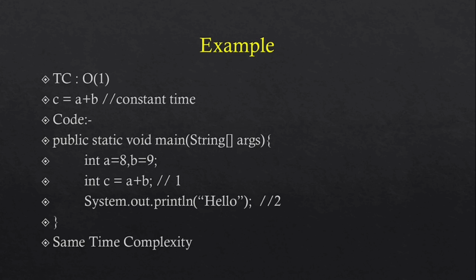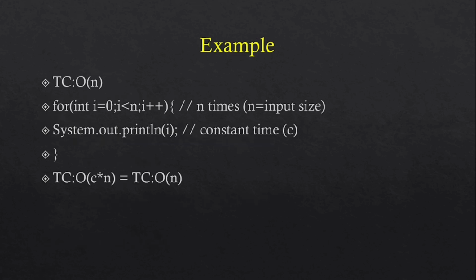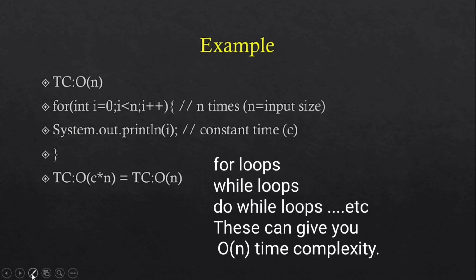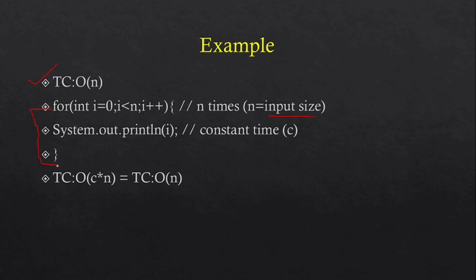So now let's see the second example. In the second example, time complexity is order of n. Okay, so now order of n means you have a for loop, right? And that for loop executes n times. What is n? n is the input size. Okay, so if you use a for loop in your code, then your code time complexity is order of n.